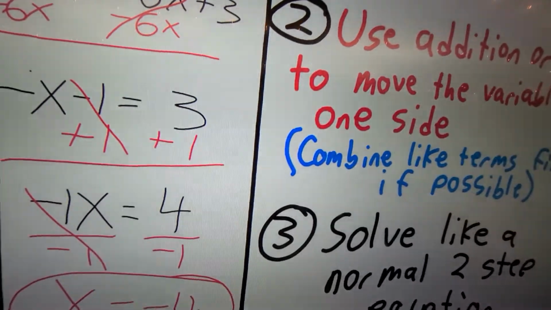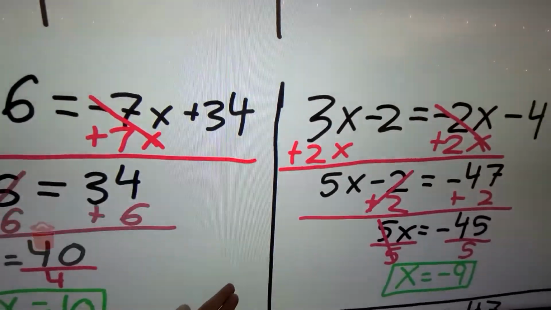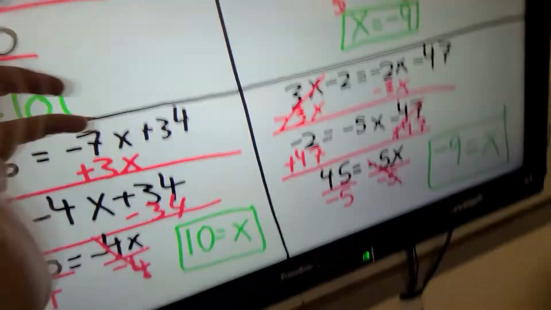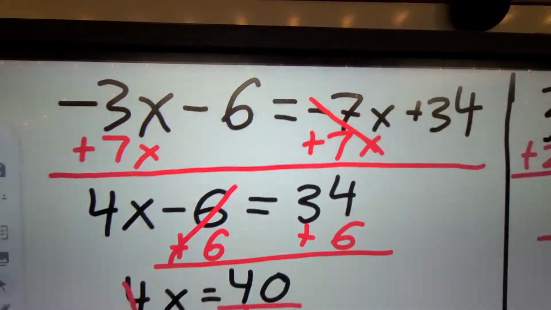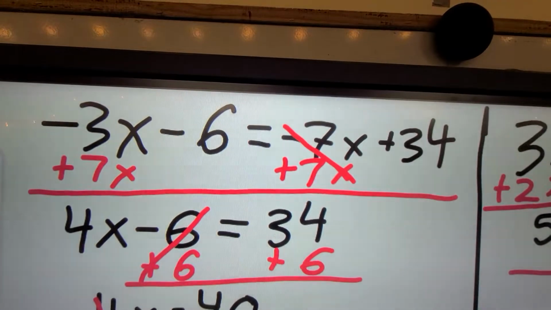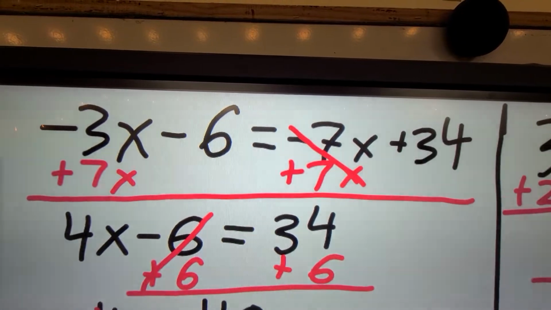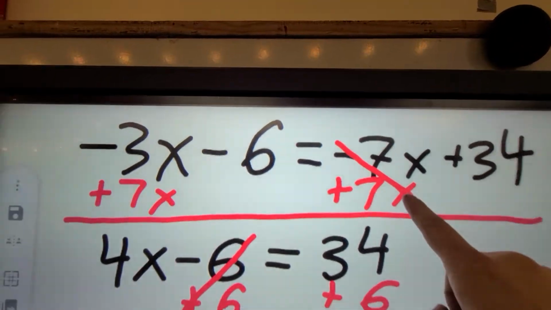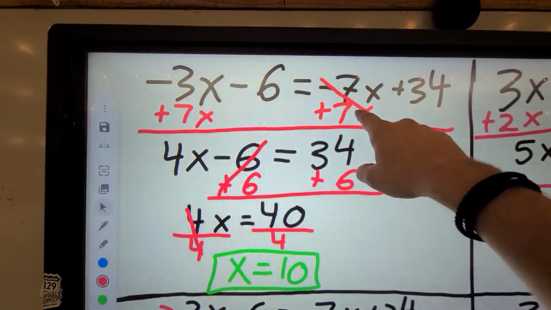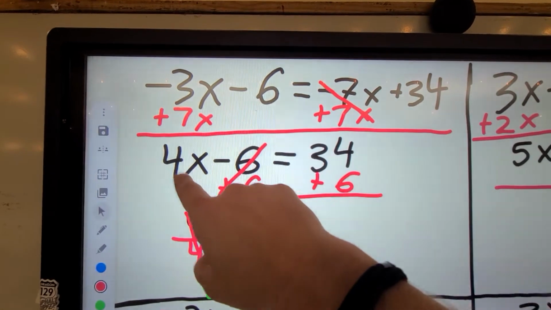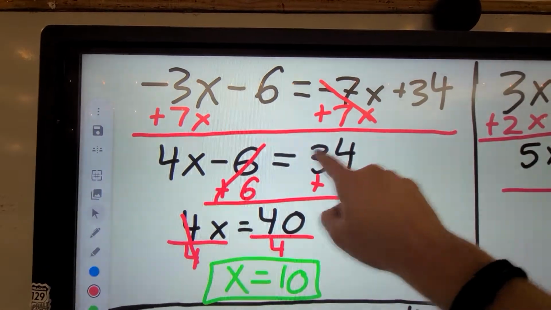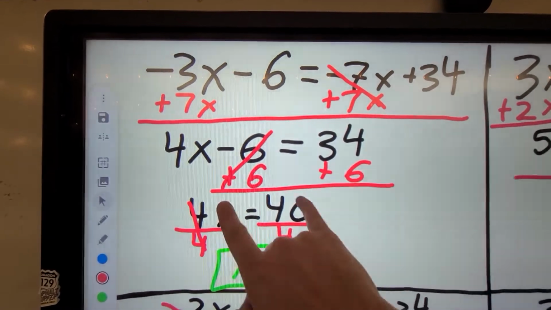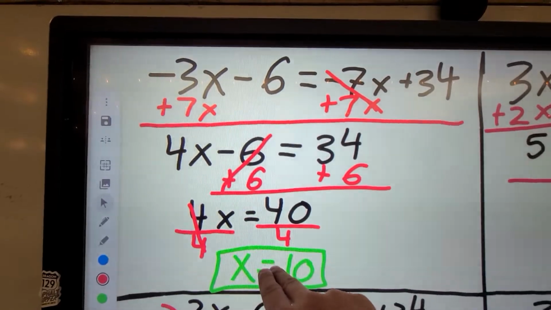Another couple examples we had done in class were these two, but I wrote it two different ways. So this problem, we have -3x plus 6 equals -7x plus 34. For this problem, I added the 7x to both sides. I did that first. So I add 7x, I end up with 4x plus 6 equals 34. Subtract 6 from both sides, and I have 4x equals 40. Divide both sides by 4, and I got x equals 10.